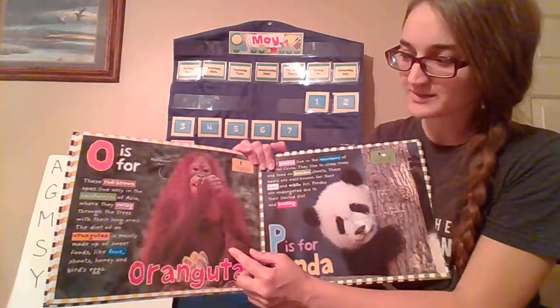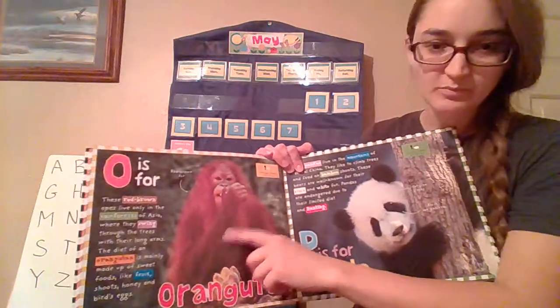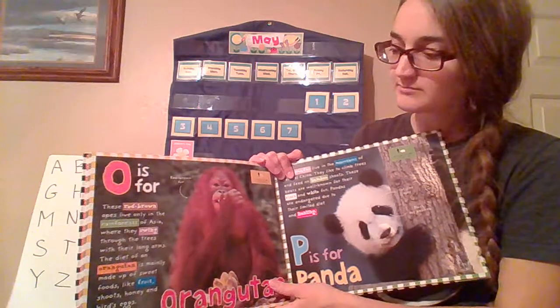O is for orangutan. Look at him, he's so cute. He's kind of fuzzy. Orangutans look a little bit like gorillas, but they have reddish brown hair. And they have really long arms that they use to swing around in the trees.